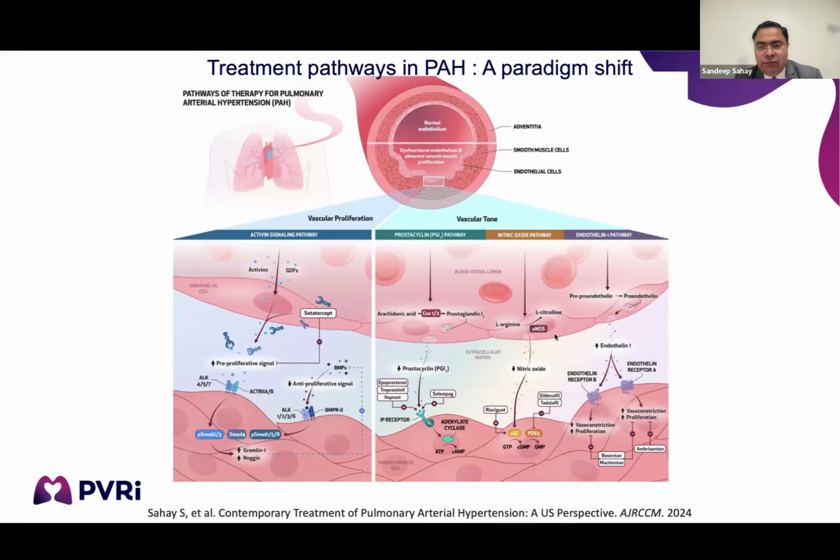So the right side of the slide, you could see the 3 traditional pathways: endothelin pathway, nitric oxide, and prostacyclin. And on the left side of the slide, we have activin signaling inhibition, which is the recent addition to our armamentarium for PH treatment.